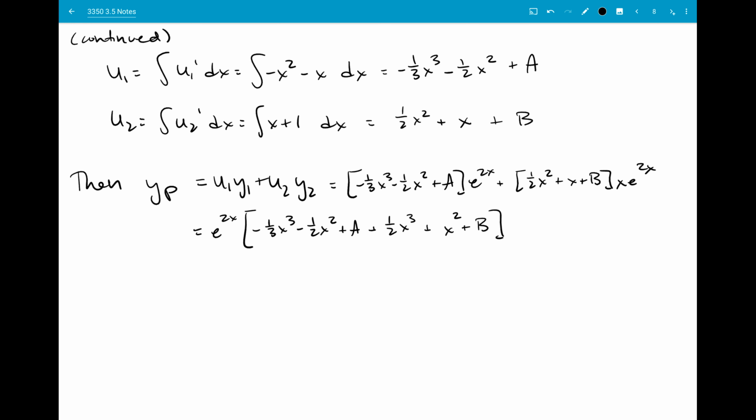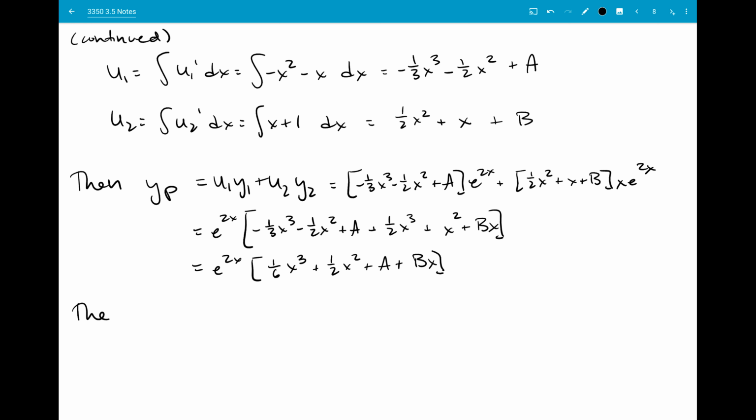Let's see, I've got minus 1/3 plus 1/2. Let's just do it on the next line. Minus 1/3 plus 1/2 will give me 1/6. Minus 1/2 plus 1 will give me 1/2 x squared plus a plus b. Oops, sorry, I forgot. That was b times x right there.